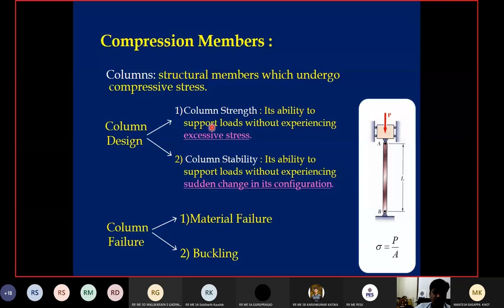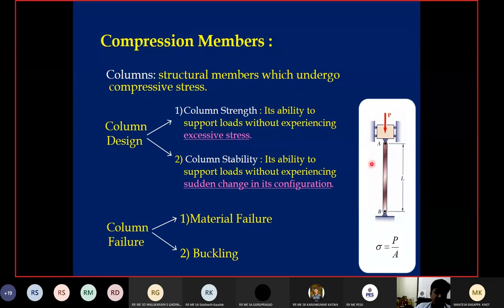Strength is its ability to support load without experiencing excessive stress. That means when a column is subjected to some load acting on an area, that area is subjected to internal forces. The internal force resisted by the material per unit area gives you the stress. So because of the external loading, an internal stress is developed, and that has to be in tune. That means the material resistance should be such that you can resist the compressive stresses that come onto it. That's the very important thing. So the column strength is very important, as well as the column stability, which is its ability to support the load without experiencing a sudden change in its configuration. It's called the form, so whenever there is a change of the shape.